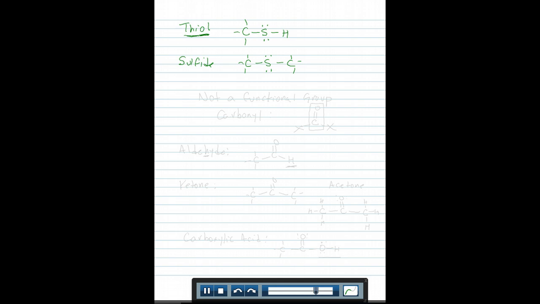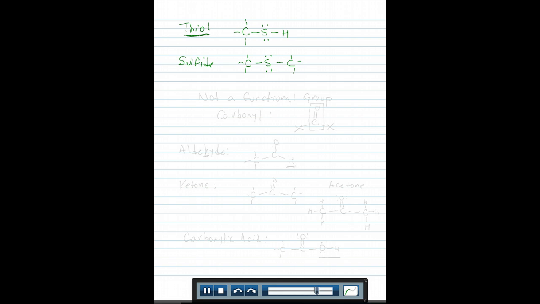Alright, so that's a sulfide. These compounds smell really bad. Anything with sulfur has that rotten egg smell to it. And we're going to skip disulfide. If you do take a biochemistry course, you will learn a lot about disulfides, but we don't really need to talk about it in here.